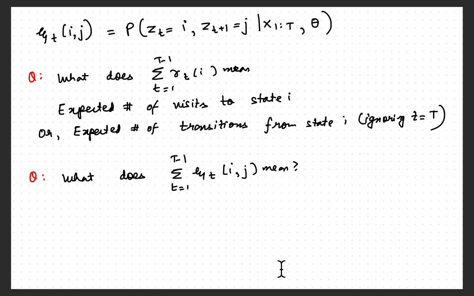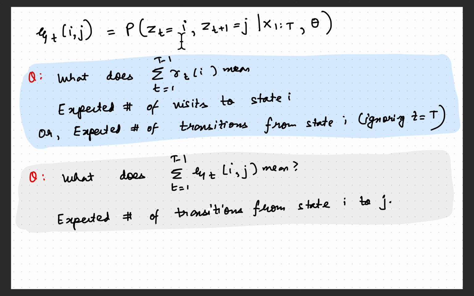Okay, the next question for you at this point, and you should again pause the video and try to answer this yourself: what does the summation of epsilon t of i comma j over t equal to 1 through capital T minus 1 mean? You should again look at the definition of epsilon t ij. That's the probability of being in state i and j at t and t plus 1 given the observations and the model. So this is just telling us the expected number of transitions you're making from state i to j. You have looked at the probability of the transitions across the different timestamps, so this is just the expectation of the transitions from state i to state j.